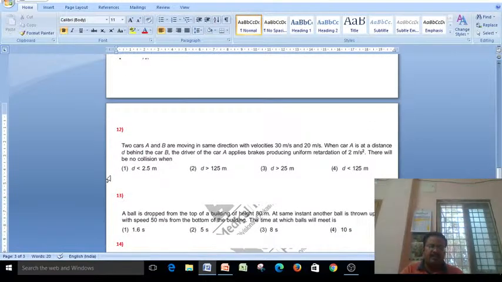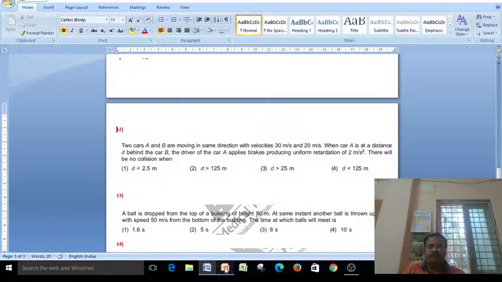Next, the 12th question, let us try to check it. Two cars A and B are moving in the same direction with velocities 30 meter per second and 20 meter per second. When car A is at a distance small d behind car B, the driver of car A applies brakes producing uniform retardation of 2 meter per second square. There will be no collision when... they have given a relation between the distances.